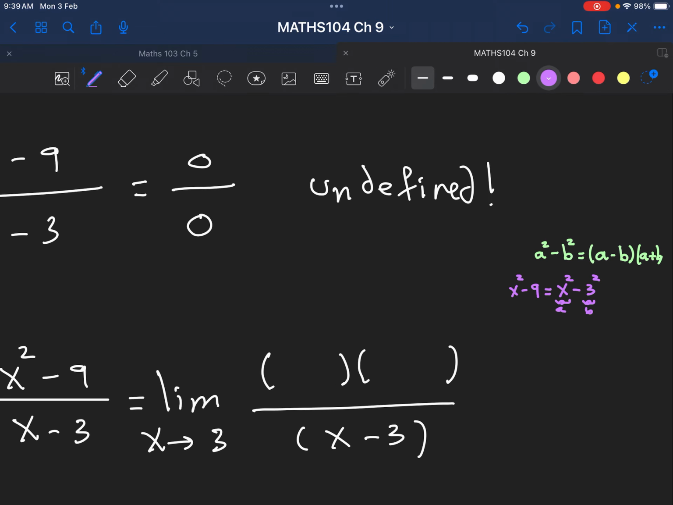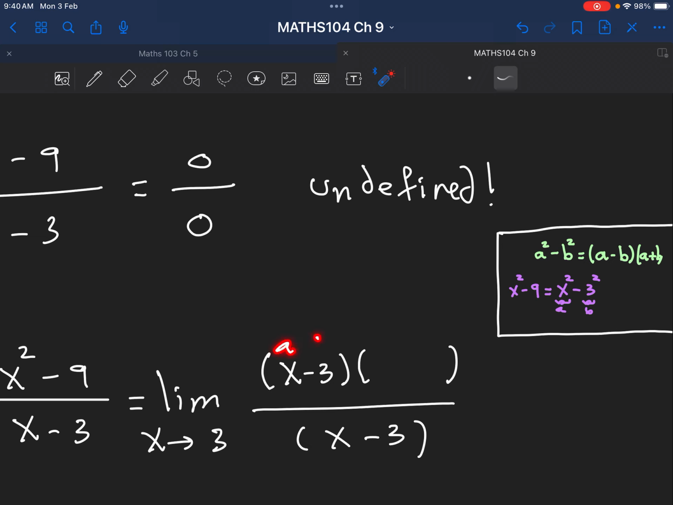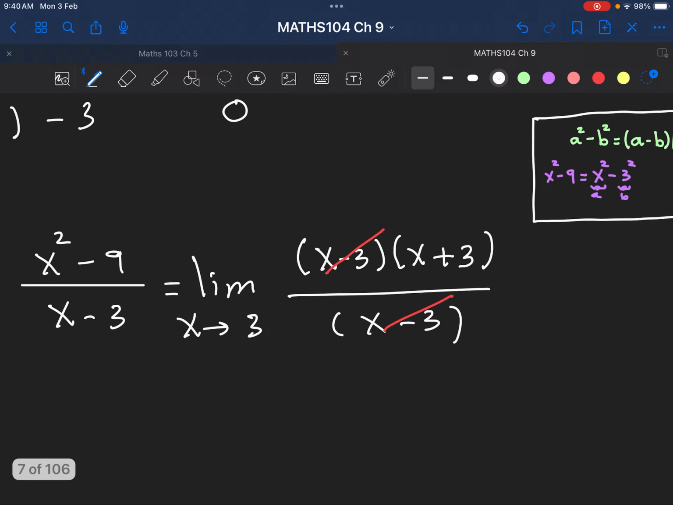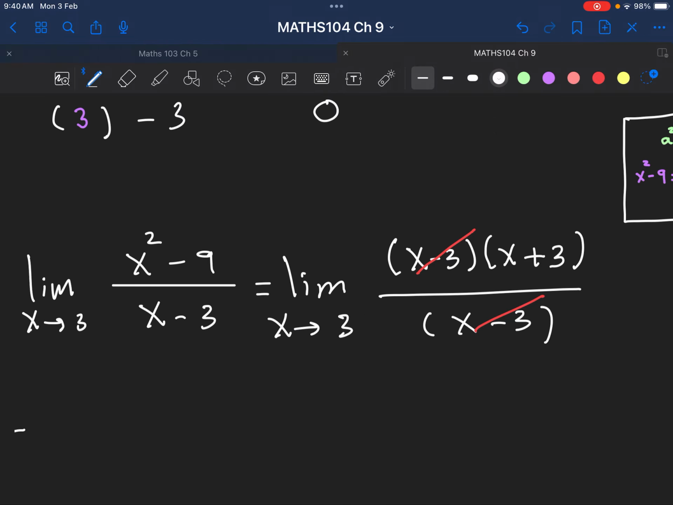Just a reminder up here for you how we did it. We get x minus 3 because x is a and b is 3, and the same thing, but with a different sign, which is x plus 3. Now, if you look at this, it is clear that we can cancel x minus 3 and x minus 3. So what's only remaining for us is the limit as x goes to 3 of x plus 3. This is the only thing we have.